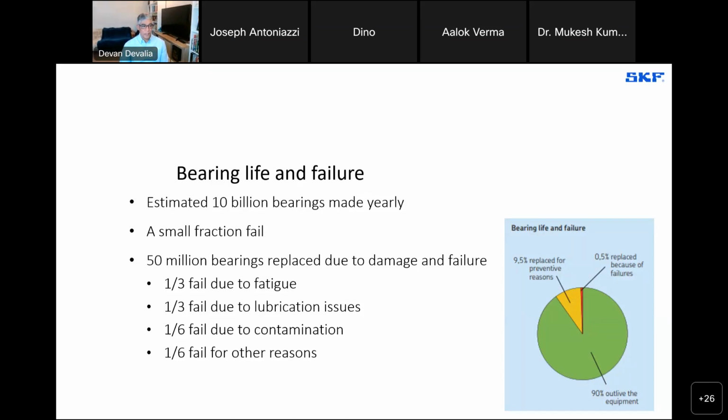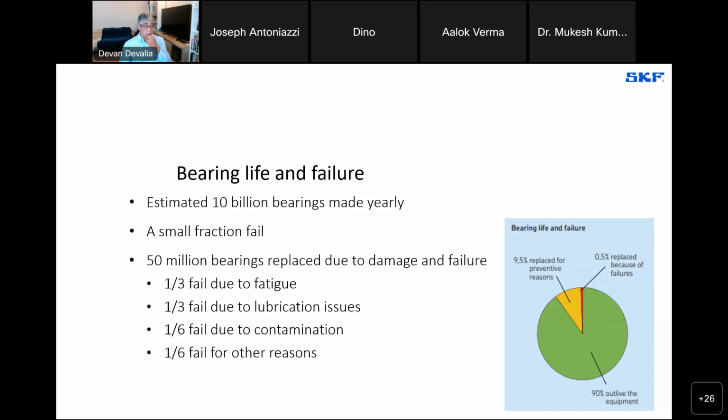and failure. There are several reasons why they fail or are damaged. Generally speaking, we've found about a third fail due to fatigue, a third due to lubrication issues, about one sixth due to contamination, and another sixth for other reasons such as improper handling, mounting, or maybe loading profiles that were unexpected in the application, and possibly wrong or inadequate fits, meaning how the bearing is mounted on the shaft and in a housing.